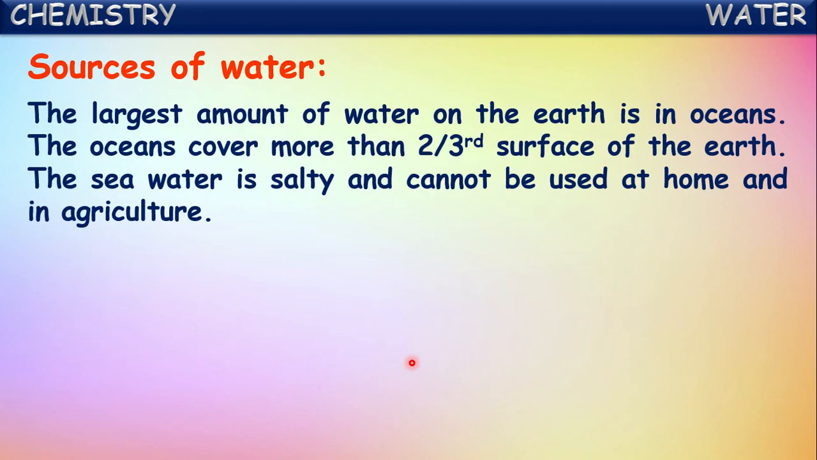The largest amount of water on the Earth's surface is in the form of oceans and seas. The oceans and seas cover more than two-thirds of the surface of the Earth, isn't it? The seawater is salty and cannot be used at home and even in agriculture also. Even though a large amount of water is present in the oceans and seas, it cannot be used for our purposes like consumption, and for domestic purposes we cannot use this seawater.